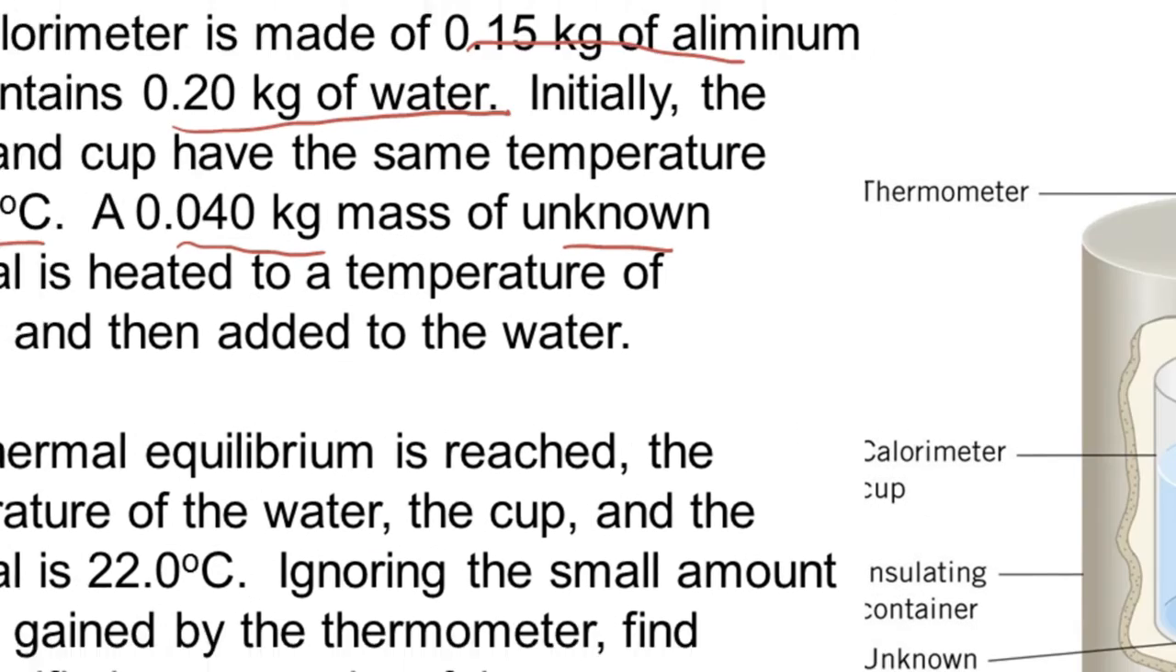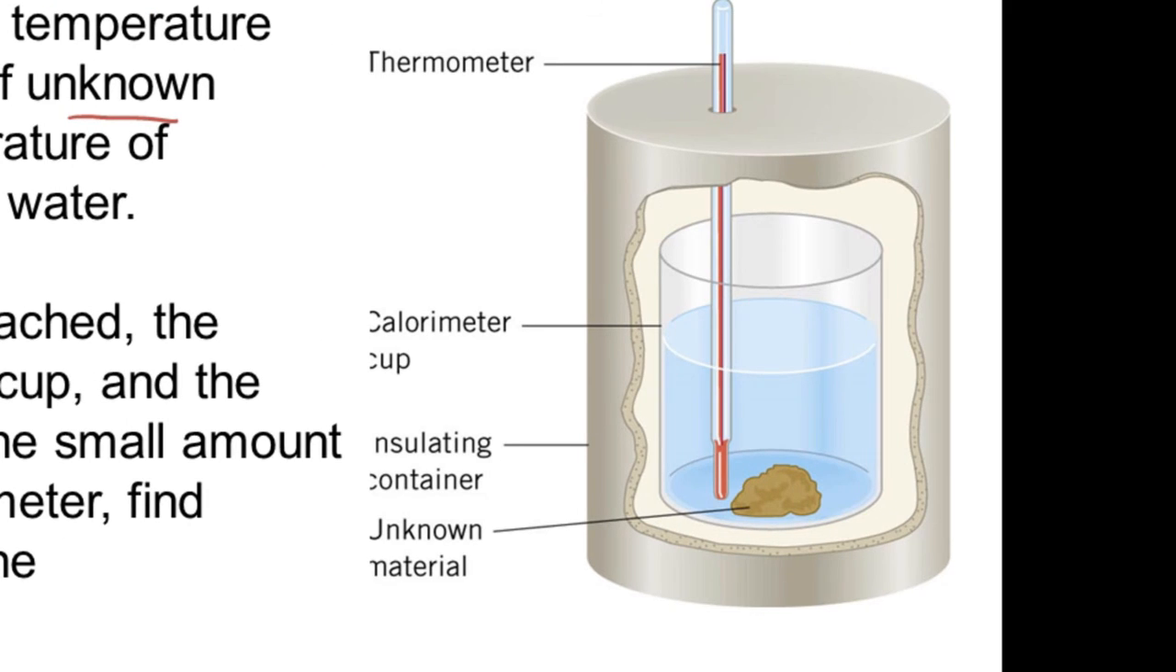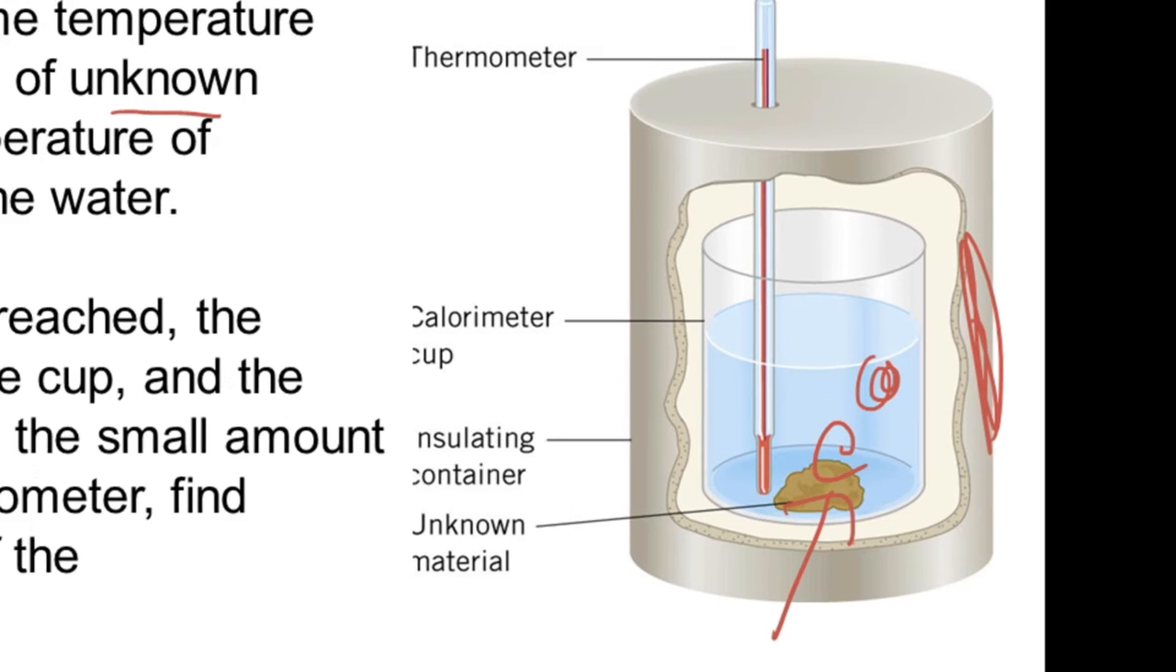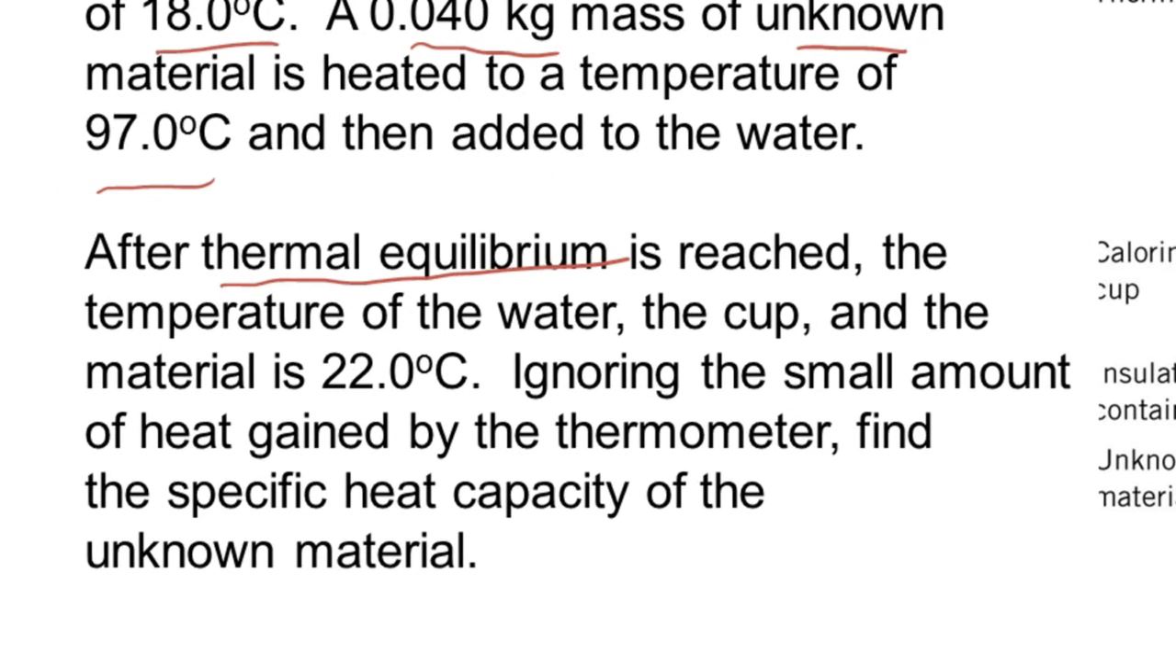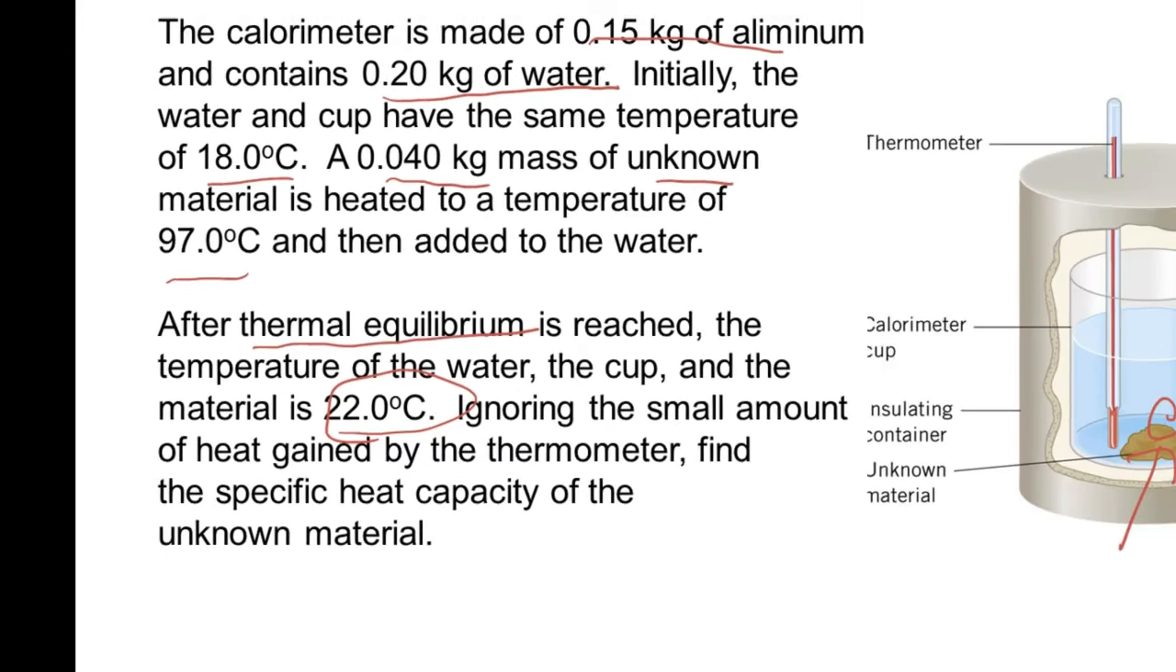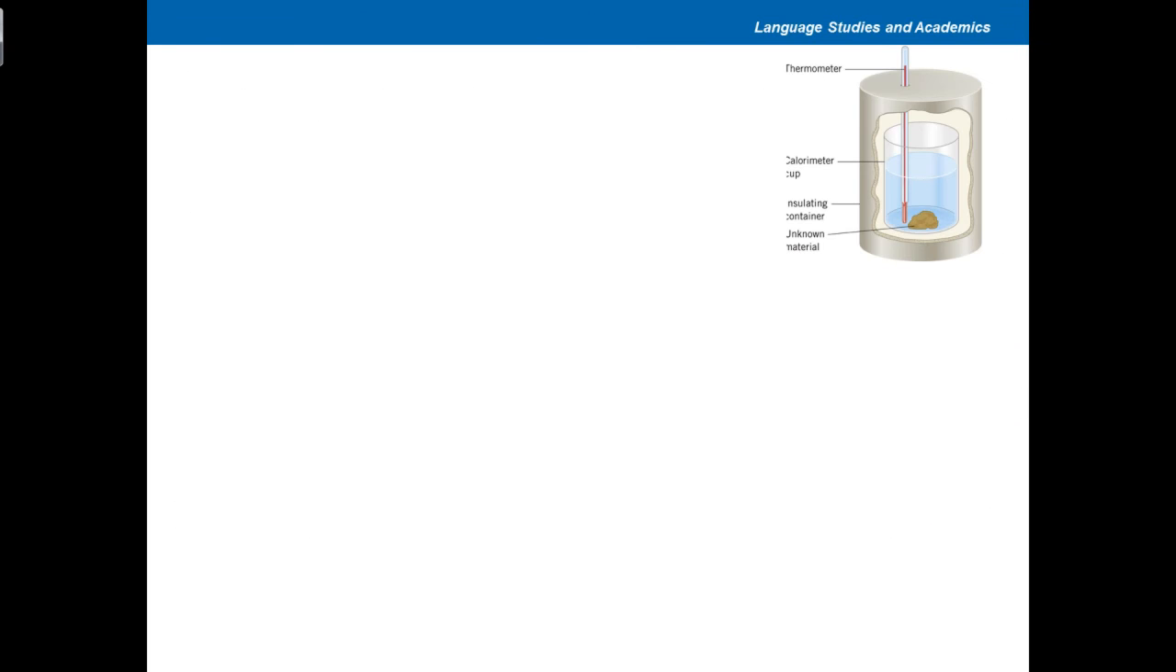We wait, and it reaches thermal equilibrium. So this unknown metal has donated thermal energy to the water and the can. What we need to do is find the specific heat capacity C of the metal. It tells us right here that the final resting temperature for everything is 22 degrees Celsius. So let's take a look at how we might solve this question.